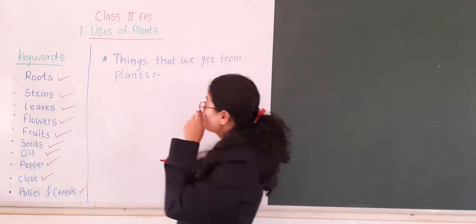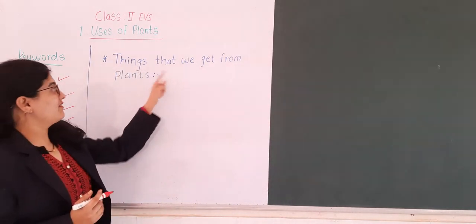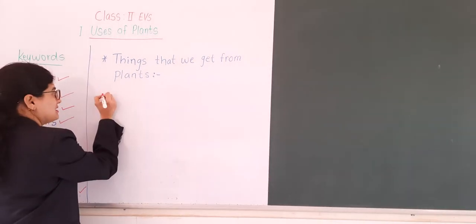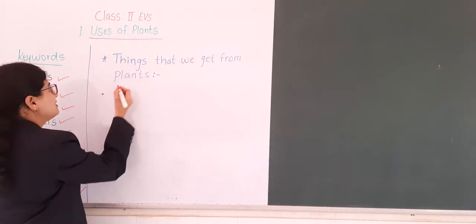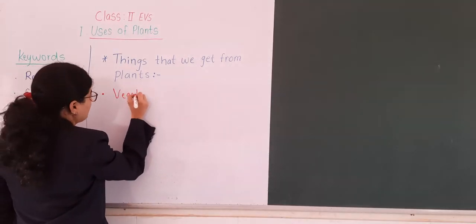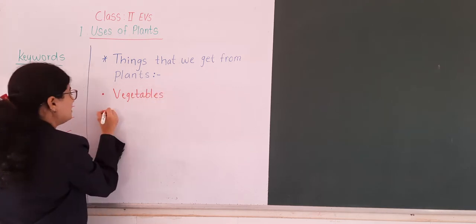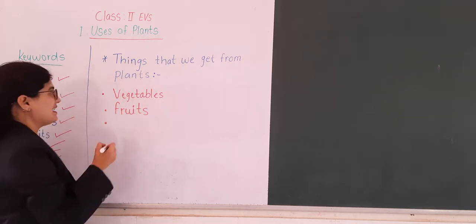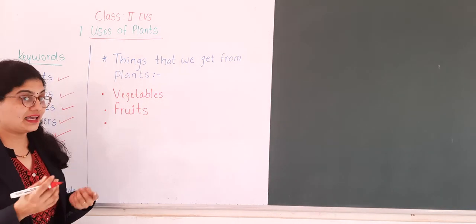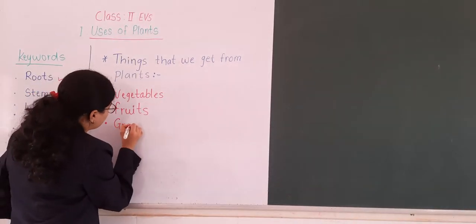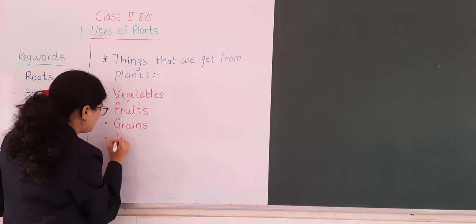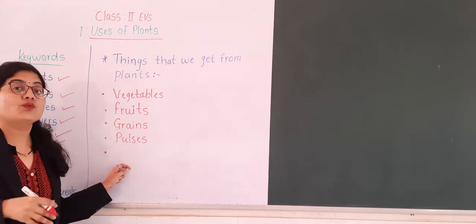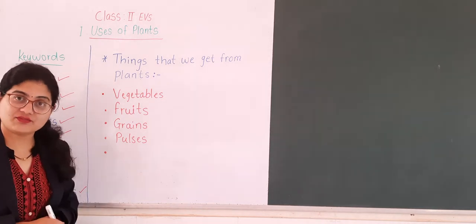Yes, very good. So we'll write here the things that we get from plants. Which things do we get from plants? Yes, that we eat: vegetables. Okay. Then fruits. Do you like fruits? Yes, vegetables, fruits, then food grains, different pulses. Right? Then what are the different things that we get from plants?